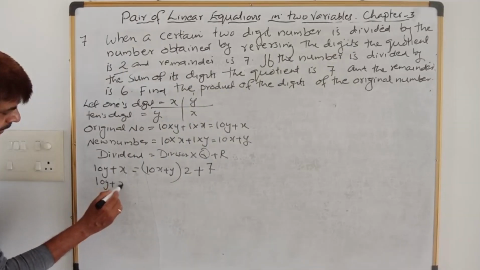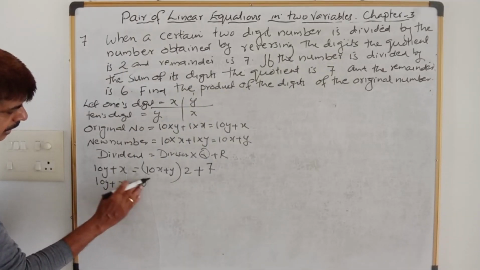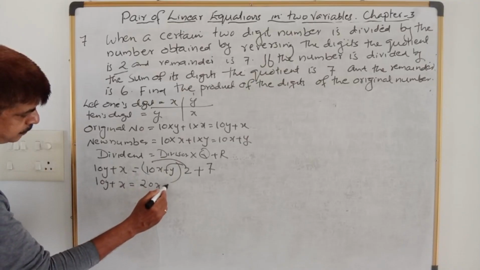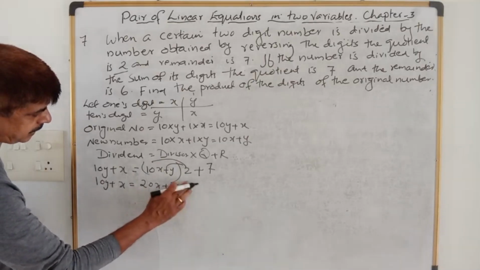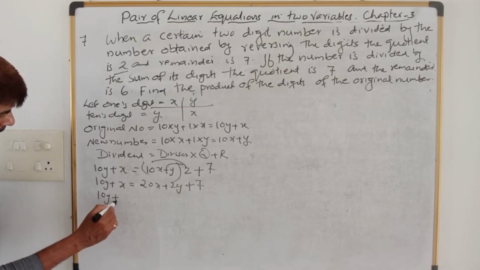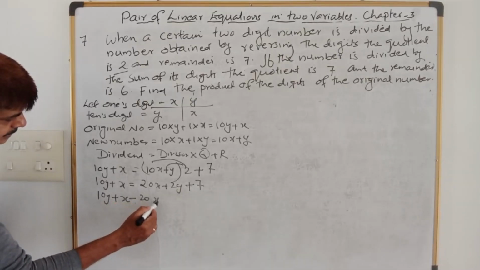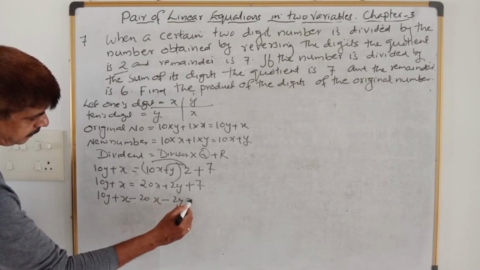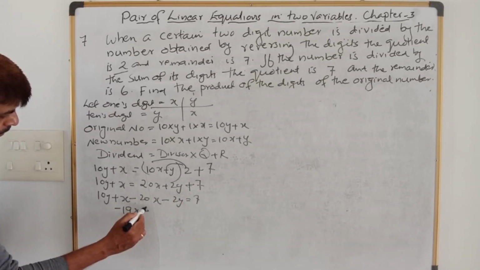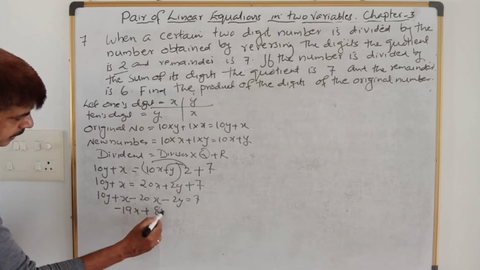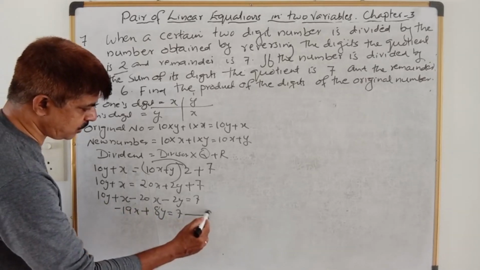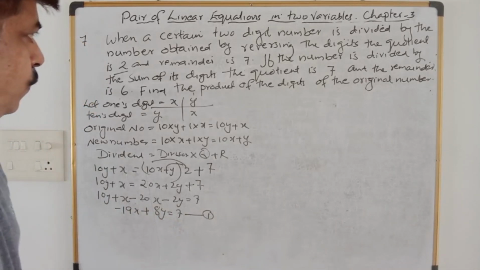So 10y plus x is equal to, open the bracket, 10x plus y, multiply by 2. So 20x plus 2y plus 7. So 10y plus x minus 20x. Changing all the variable terms to the left side. So x minus 20x is minus 19x, plus 10y minus 2y is 8y, is equal to 7. This is our equation 1.